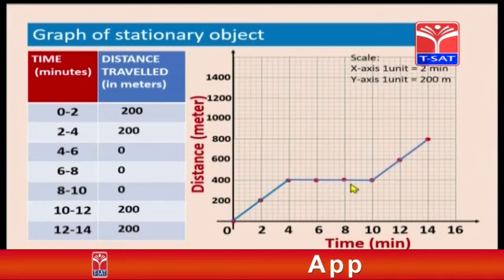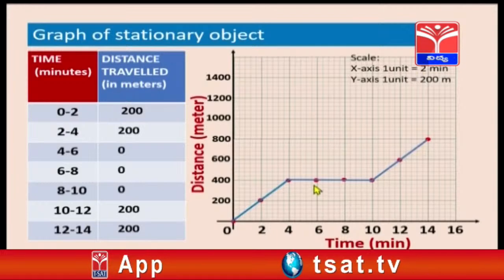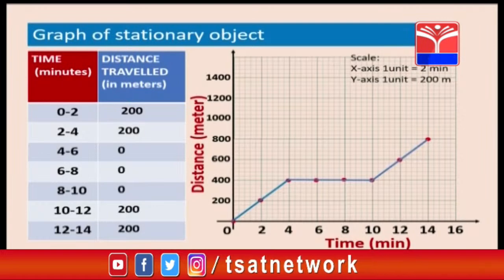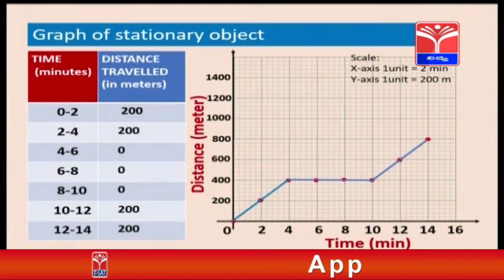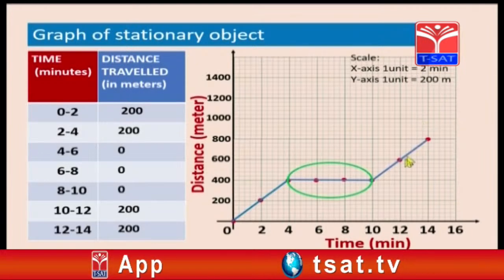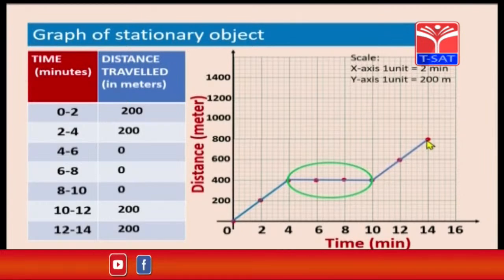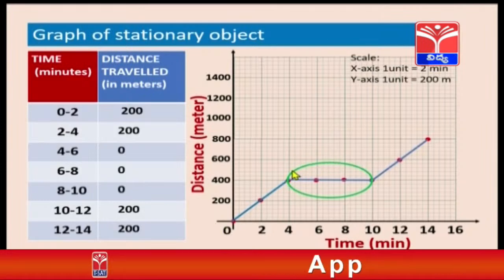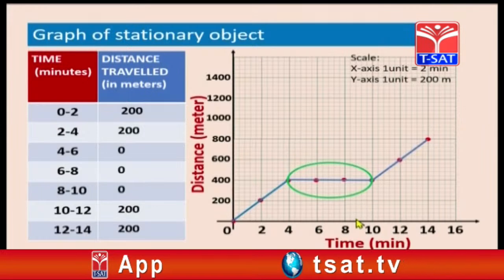It means you will get a straight line like this. It is parallel to the x-axis. It is very important, children. Even though it is a straight line, the angle of inclination is 0. It is parallel to the x-axis. And after 10 minutes, it again starts its journey. The object covers a distance of again 400 meters in the next 4 minutes. Again it is in uniform motion. So you can observe here this one. It is a straight line parallel to the x-axis, which represents the object is at rest.